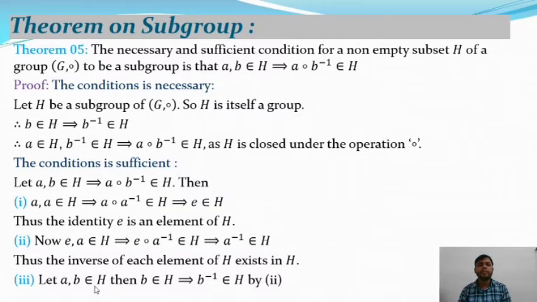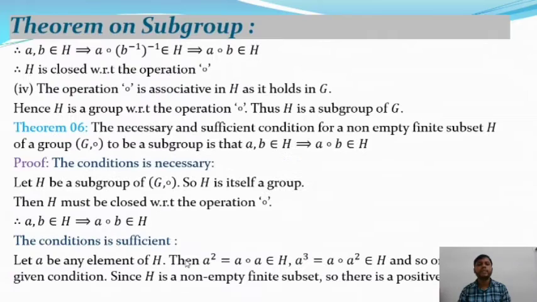Now let A, B belong to H. Then B belongs to H, and it implies B inverse also belongs to H. So B is an element in H, and H composition satisfies the inverse property as well, so B inverse also belongs to H. Therefore A, B inverse belongs to H. Then from the above properties we get A composition B inverse of inverse, that means A composition B, also belongs to H.